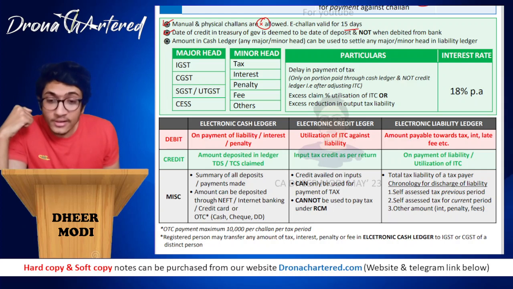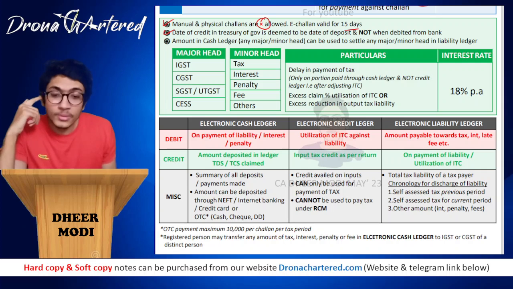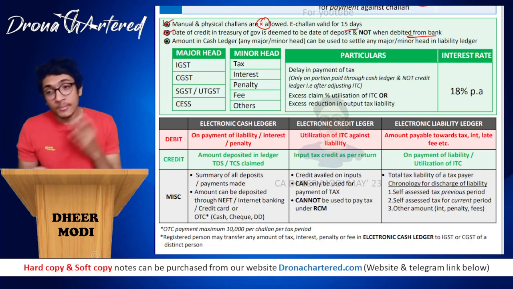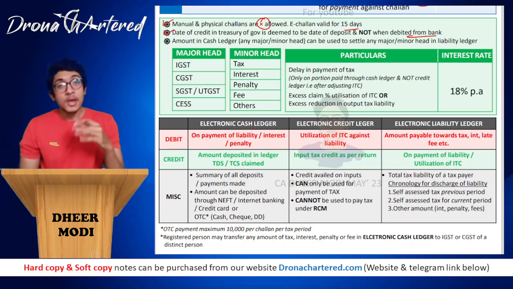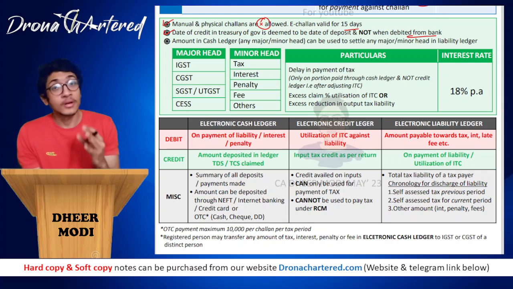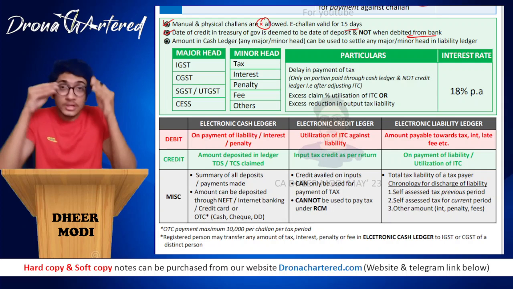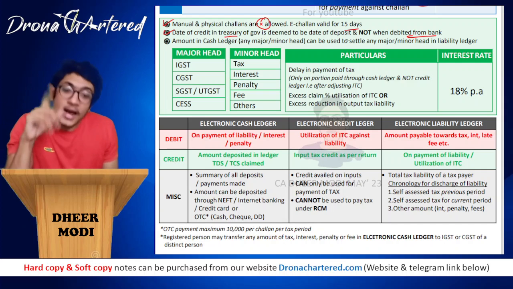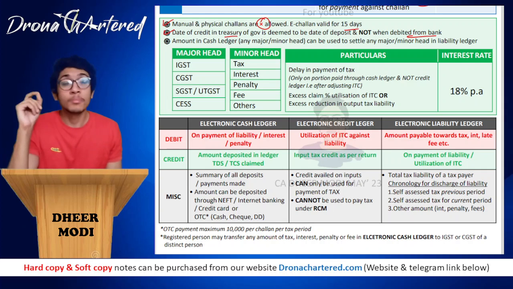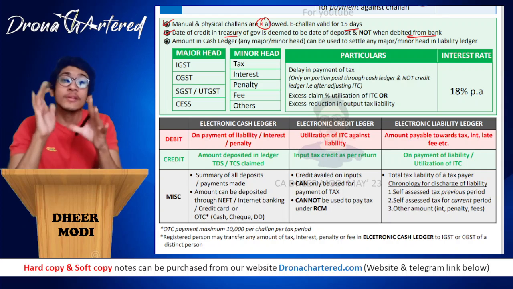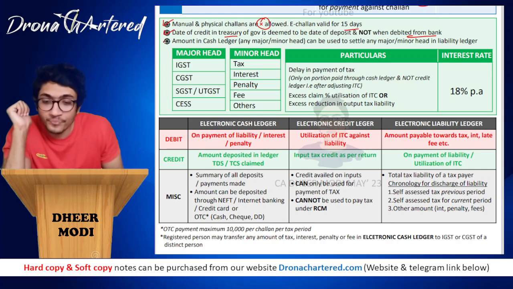Date of credit in treasury of government is deemed to be date of deposit and not when debited from bank. It might be possible that the amount has been debited from your bank, but it might be deposited within the government's account after 2 days, 3 days, whenever, due to any transaction issues. So whenever it is credited in the treasury of government, that will be deemed to be the date of deposit. So for any calculation of late payment, you have to check when the government has received the amount.